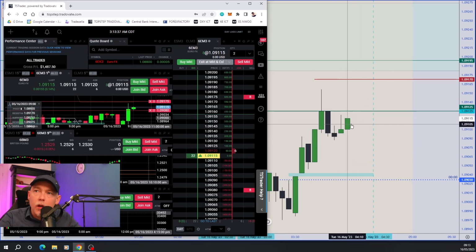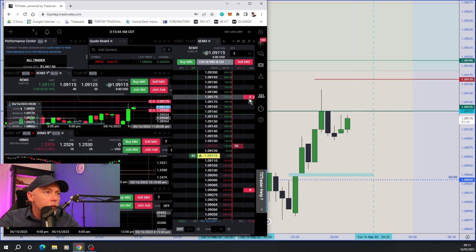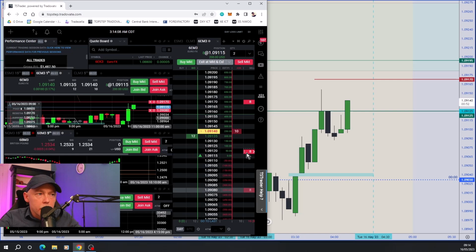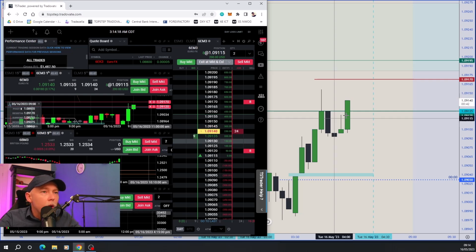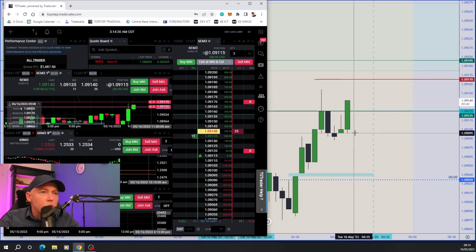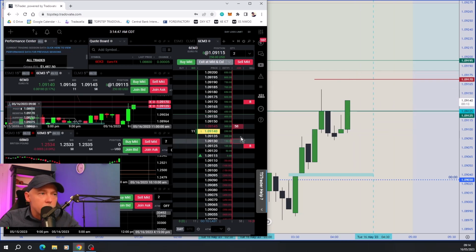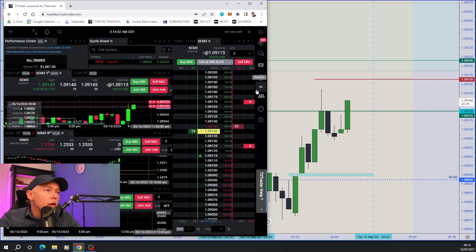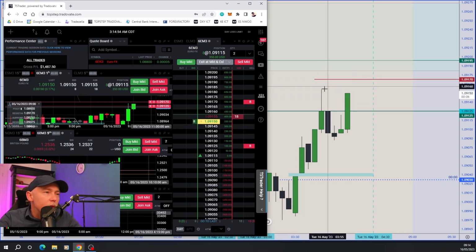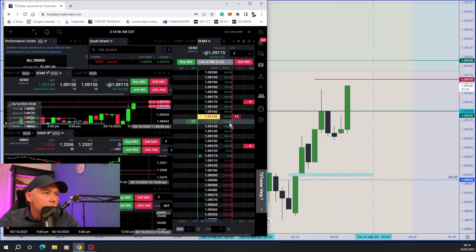Just re-entered here long. I've got a stop below this low, targeting 1.0917 there. Just moving the stop above break even. Let's see if we can get that little push there. Just a quick scalp in. We banked $100 regardless here, just to see if we can get that push to target. Go on.